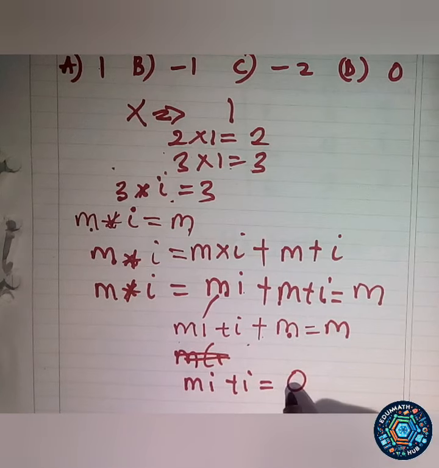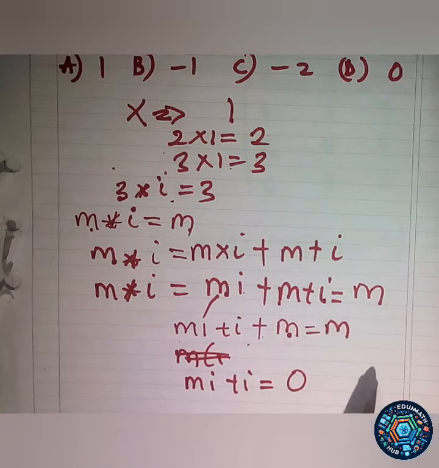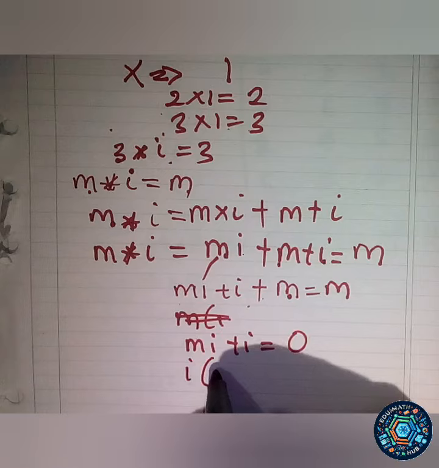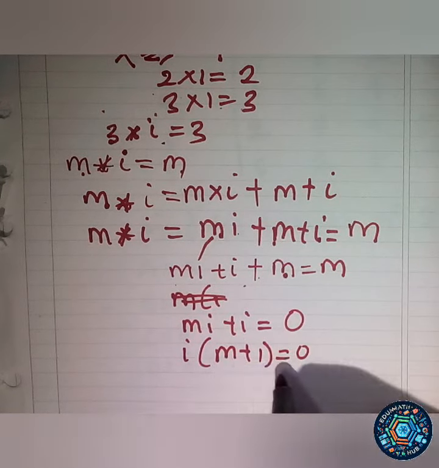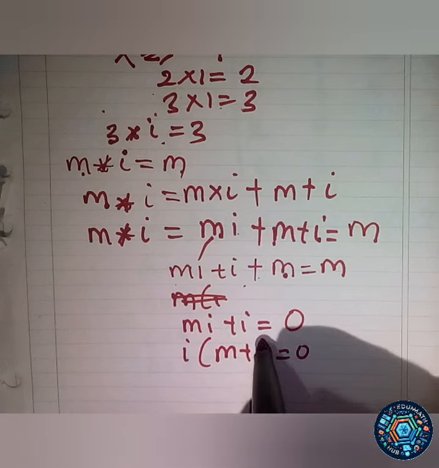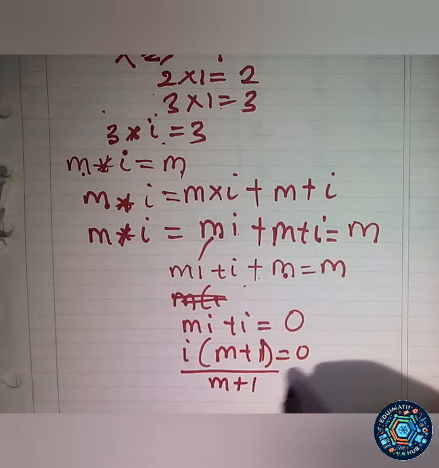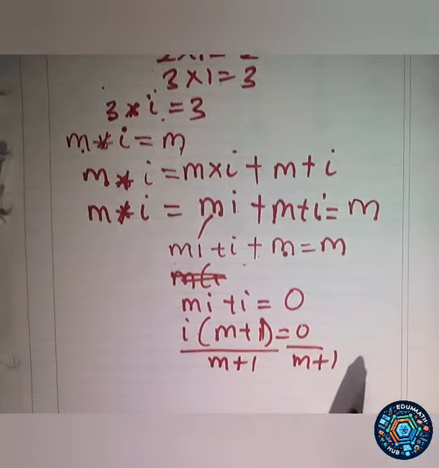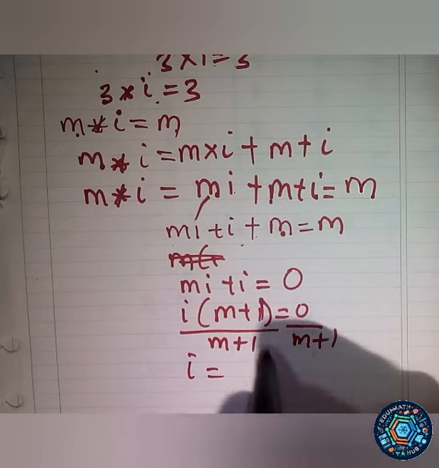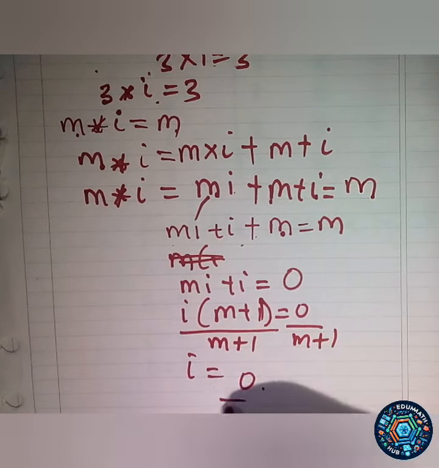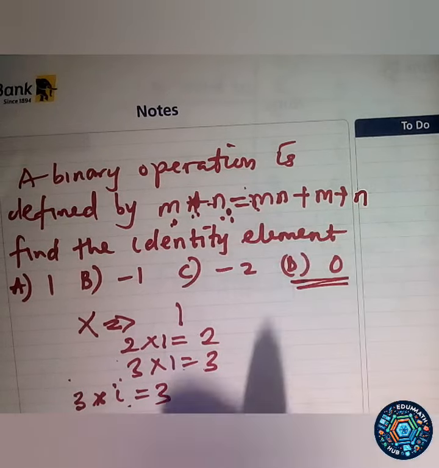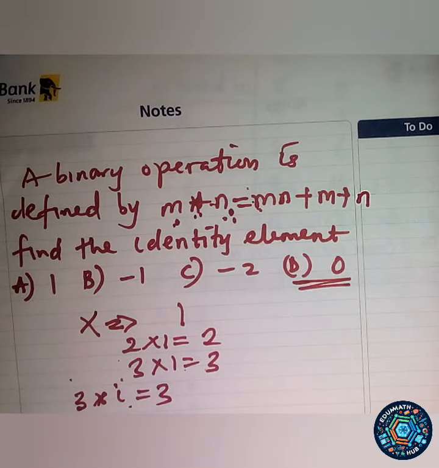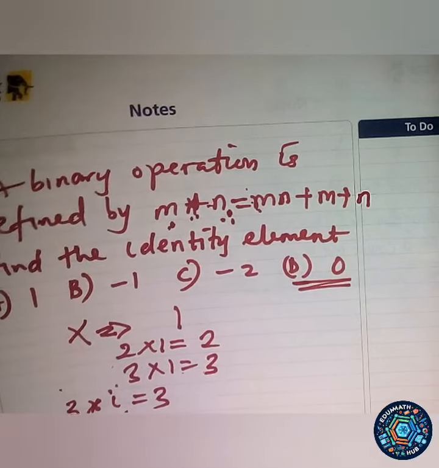I is common, so factorize to give I times (m plus 1) equals 0. Divide both sides by m plus 1. You're going to have I equals 0, since everything here will give you 0. So the identity element in this question is 0. It's very simple. The next example will give you a better idea on how to find the identity element.